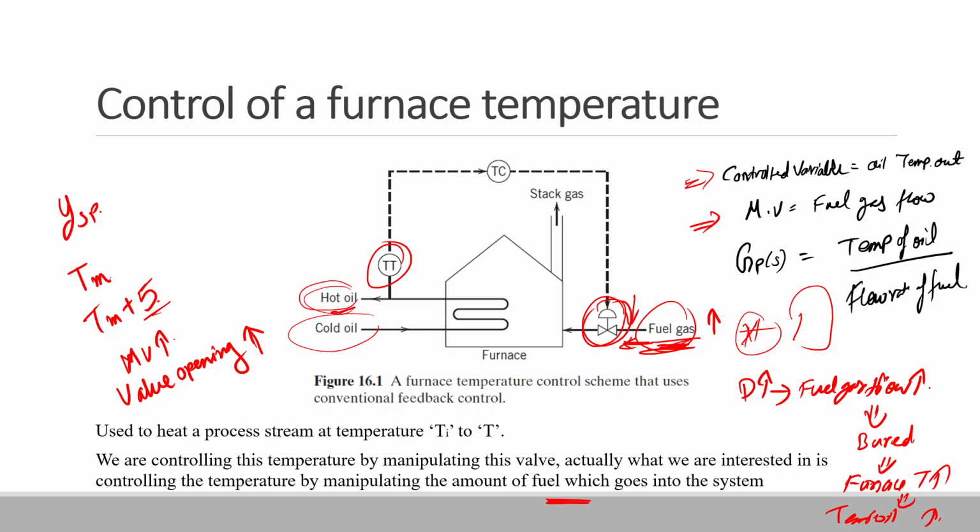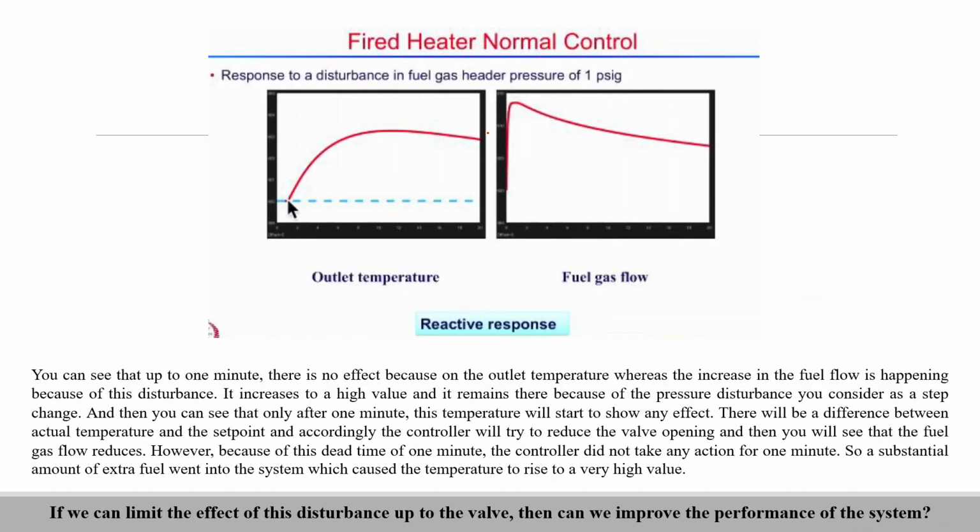That is, the system won't be able to react very fast to this disturbance. So in terms of a diagram, if I had to show it to you, just consider a response to a disturbance in the fuel gas header of the PSIG1G. That is, if the pressure increases by, let's say, 1 pound per square inch, then you can see the fuel gas flow rate will increase. So that is what this diagram shows over here. Initially the fuel gas flow rate is increasing due to this disturbance.